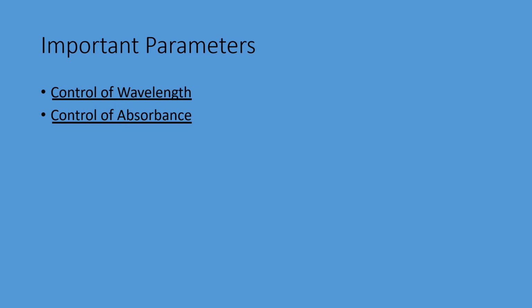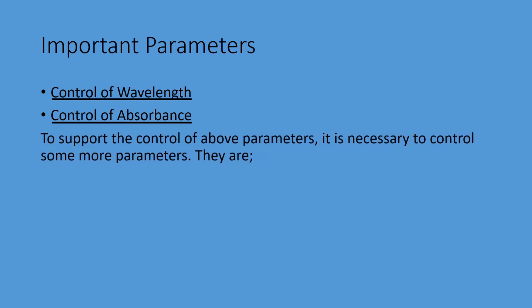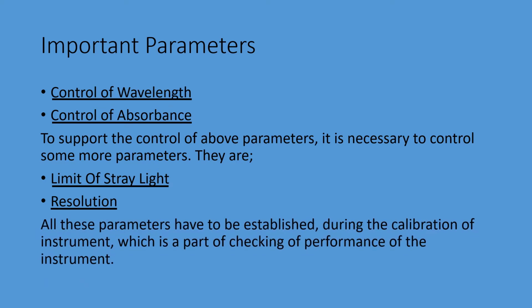In addition to the above parameters, the following supporting parameters also have to be established to make it fully compliant to the requirement. They are limit of stray light and resolution. All these parameters have to be established during the calibration of the instrument, which is a part of checking the performance of the instrument. Let us see how each parameter is calibrated.